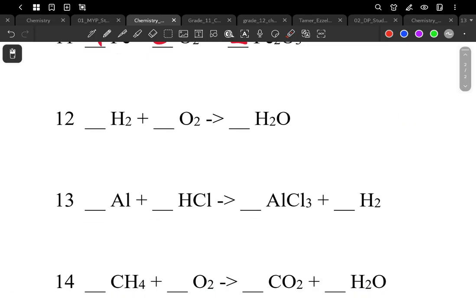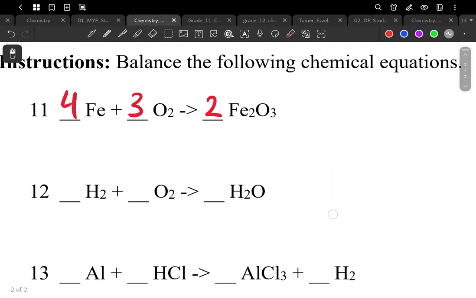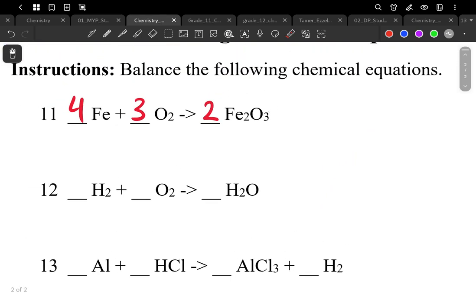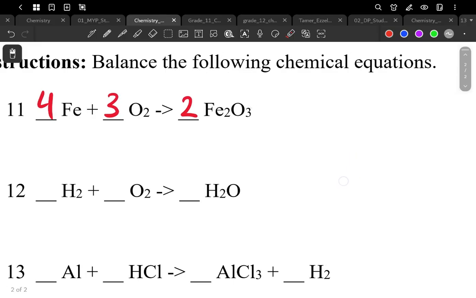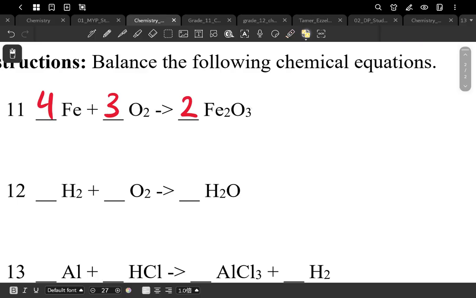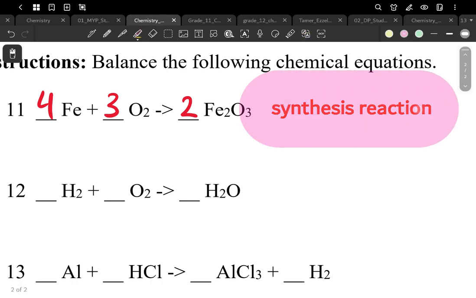H2 and O2: the hydrogen gas reacts with oxygen gas to produce water. I also want to reinforce the types of chemical reaction in this part. So let's write down the type of chemical reaction in each of these examples. When iron reacts with oxygen, it produces iron oxide. Two species react together to form one species. This is called a synthesis reaction or combination reaction.